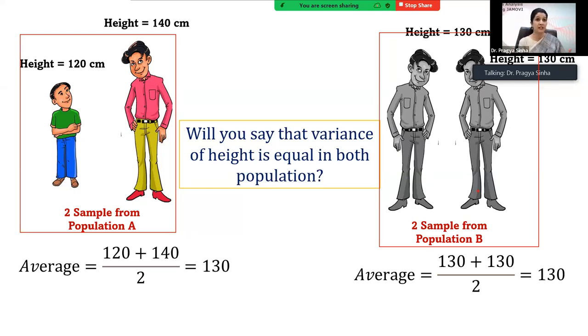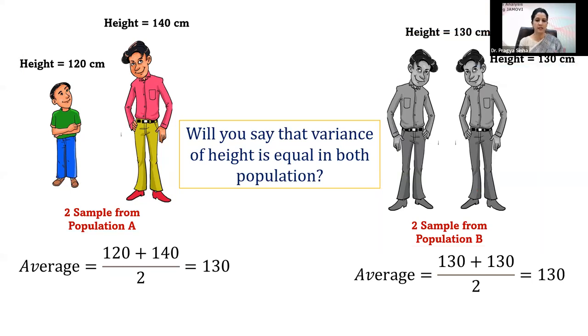But can you say that the variance in height in both groups is equal? Yes, please type in the chat box. Based on this, can you say that the variance of height is equal in both populations? Variance, for those of you who are new, you can understand as variability, a quality or trait which keeps varying from one person to another. And variance is basically how far the individual value is from the group mean. That's how we describe the variance.